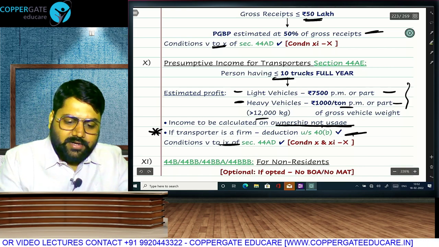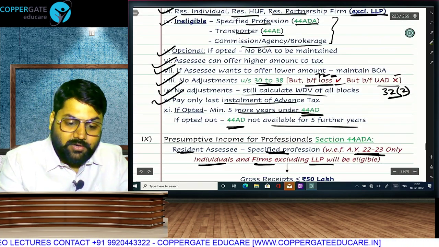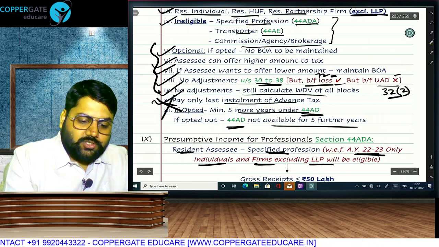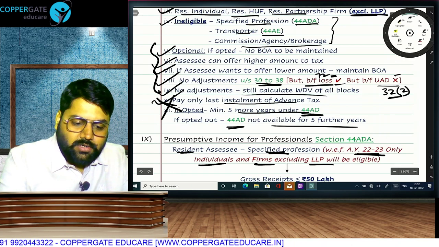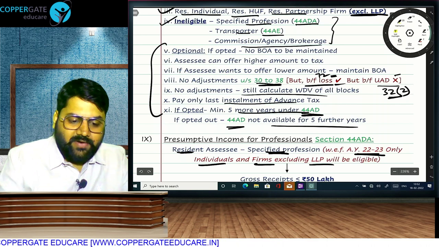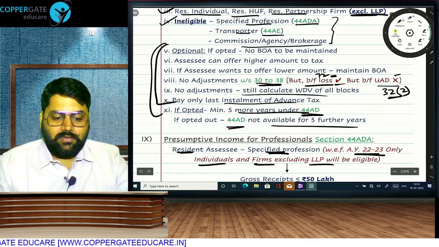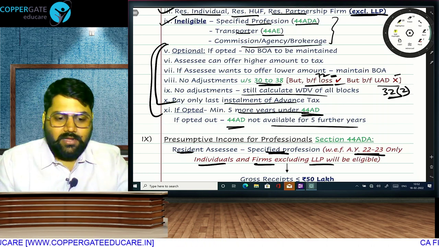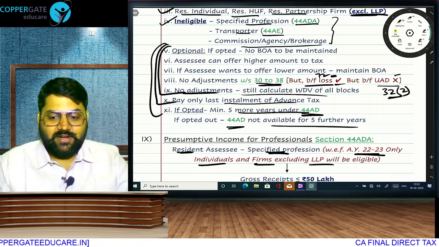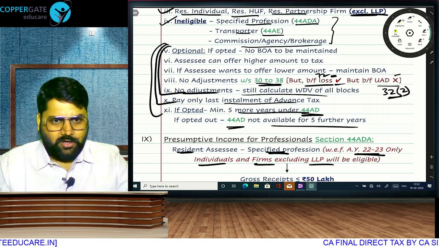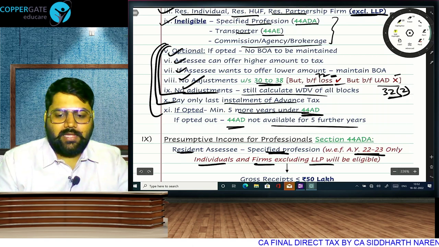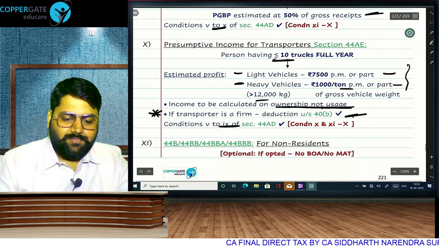All other conditions are same till 9, because they don't have the facility of last installment. They have to pay all. That means from 5 to 9 will be same. So, understand please. If I talk about 44AD, then all the points are applicable. If I talk about 44ADA, then till 10, last point of lock-in is not applicable. And 44AE till 9, because they have to pay all installments of advance tax and there is no compulsory period of 5 years. So, points 5, 6, 7, 8, 9 will be applicable for 44AE, presumptive taxation.